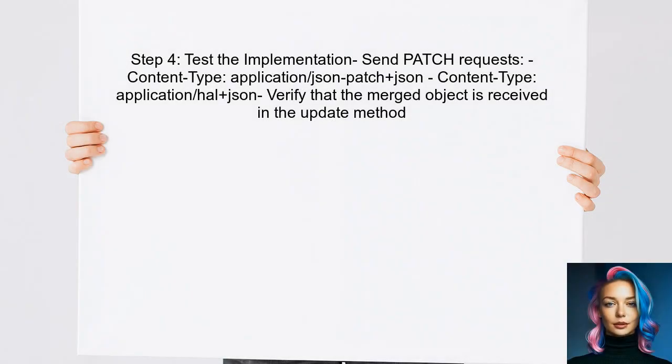Finally, the user should test the implementation by sending a patch request with both content types, application/json-patch+json and application/hal+json. This will confirm that the merged object is received correctly in the update method.